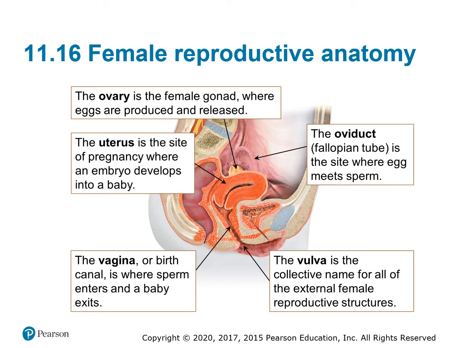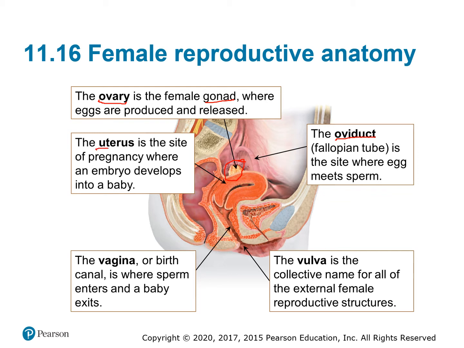Now, the female reproductive anatomy. You have the ovary, that is the female gonad, and that's where eggs are produced and released. In this picture, it's a little hard to see, but the very end of the ovary is there. And then you have the oviduct or fallopian tube. That's the site where the egg meets the sperm. It goes from the ovary to the uterus.